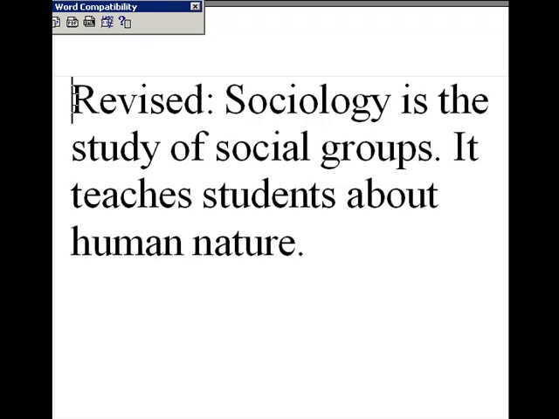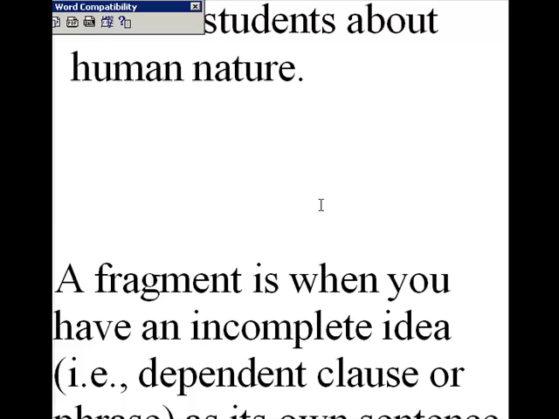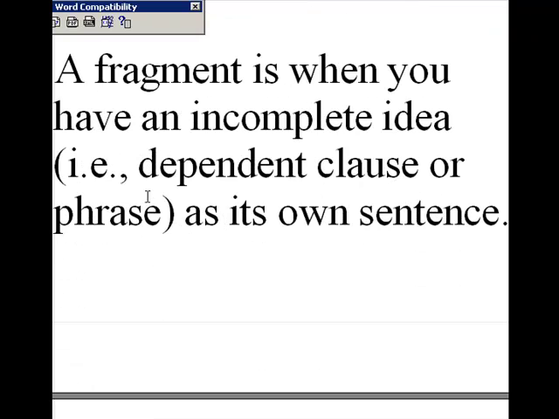How do we revise it? Take a look. Sociology is a study of social groups, period. It teaches students about human nature. So now what we've done is we've created 2 separate sentences. Okay, let's take a look at another one. Now remember here, I'm showing you possible revisions. There are thousands of ways of rewriting sentences in English grammar. That's the beauty of the grammar. Your language does the same thing, in the sense that you can rewrite things an almost infinite number of ways.